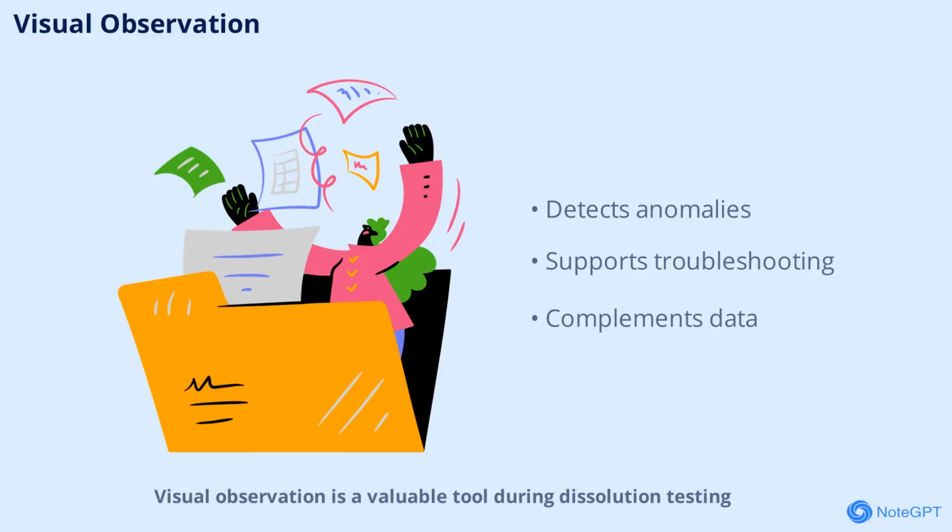Visual observation is a valuable tool during dissolution testing. Proper lighting and clear visibility in the bath allow for the detection of phenomena like uneven particle distribution, air bubbles, or adhesion to the paddle or basket. Documenting these observations with photographs, videos, or sketches helps identify issues that may affect the test outcome. Visual checks complement quantitative data and support troubleshooting.